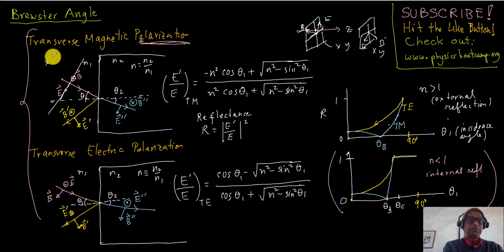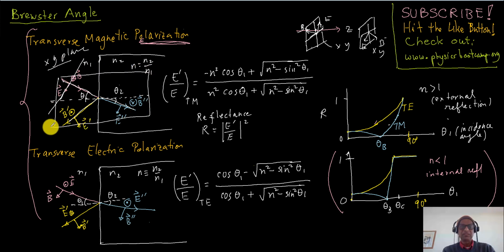If this is the xy plane, this and this are in the xy plane, so we will call it the plane of incidence. So if the magnetic field is perpendicular to that, then that's called transverse magnetic polarization. If the electric field is perpendicular to that, then we call it transverse electric polarization, or TE.